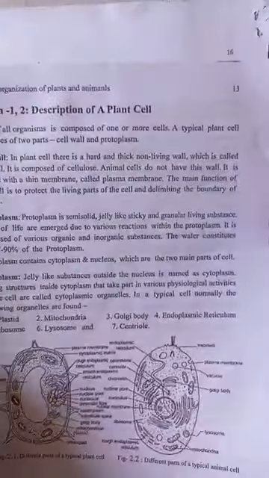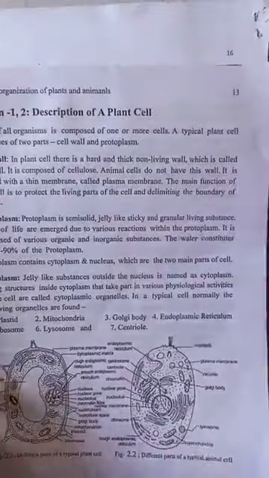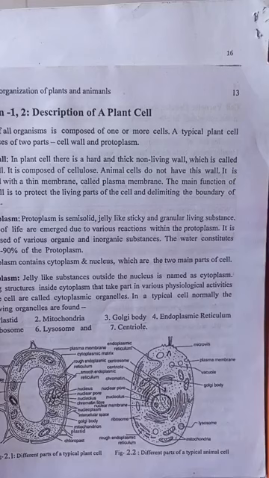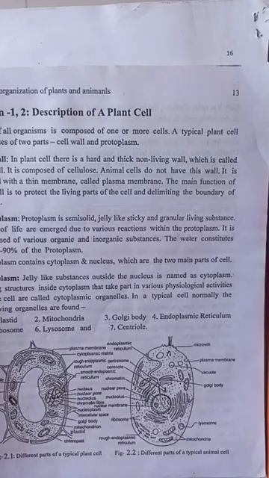Next, description of a plant cell. Body of all organism is composed of one or more cell. A typical plant cell comprises of two parts, cell wall and protoplasm.